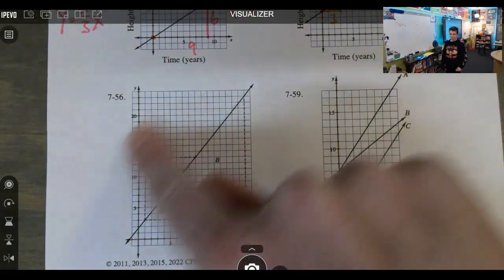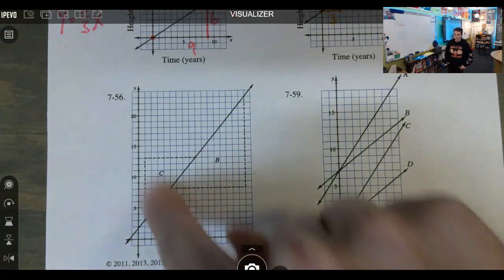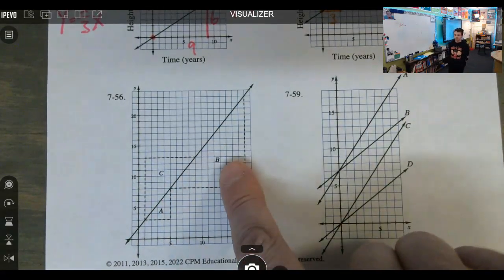56 is just reiterating. You can draw your triangles however you want. All of these would reduce out to the same thing.